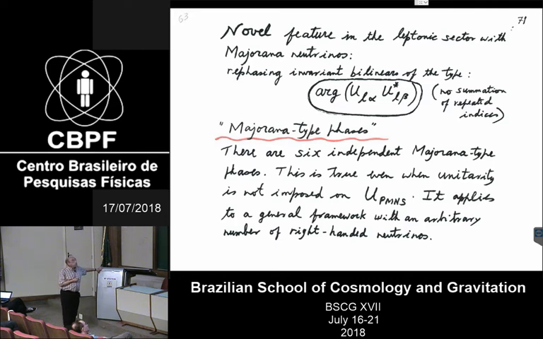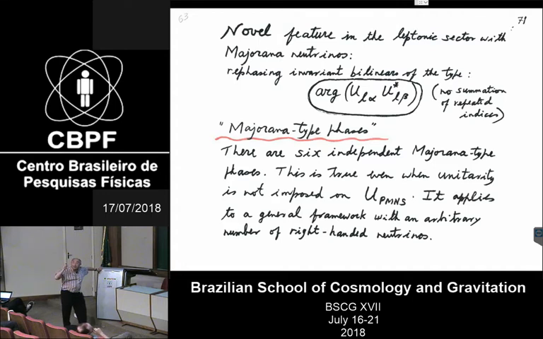Now the novel feature of Majorana neutrinos is that not only quartets are rephasing invariant, but you can have bilinears that are rephasing invariant. You see, this is U_L alpha, U_L beta star. So you can change the phase of the charged leptons, but you cannot rephase alpha and beta, which refer to neutrinos. And therefore, this is rephasing invariant because you cannot rephase neutrinos.